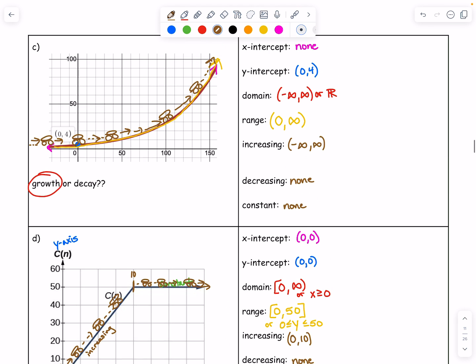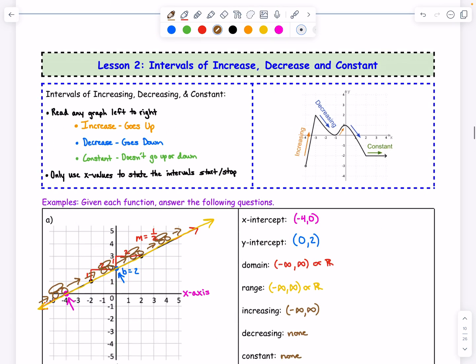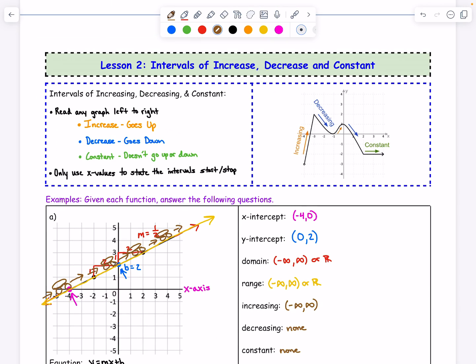Okay, so that is it for some good examples of increasing, decreasing, and constant. And then we also reviewed some other parts of the graph.